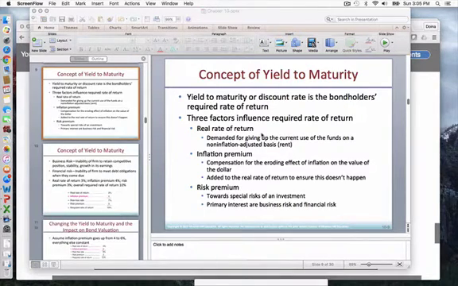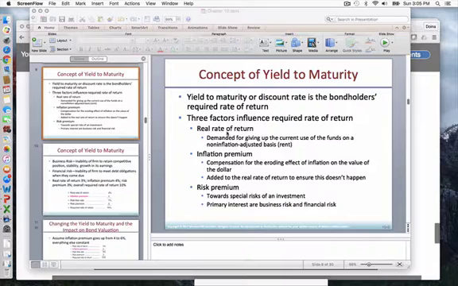Hi, let's continue our discussion about bond valuation with the concept of yield to maturity. This is the one we use to calculate the present value of the bond or price of the bond. And there are three factors that influence the required rate of return or yield to maturity.